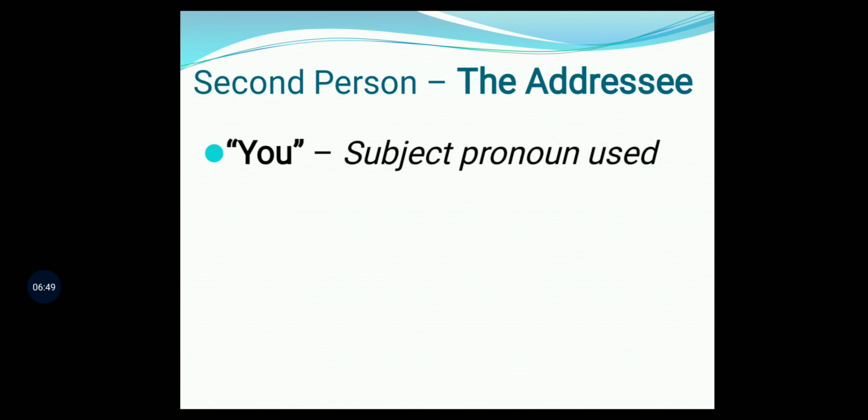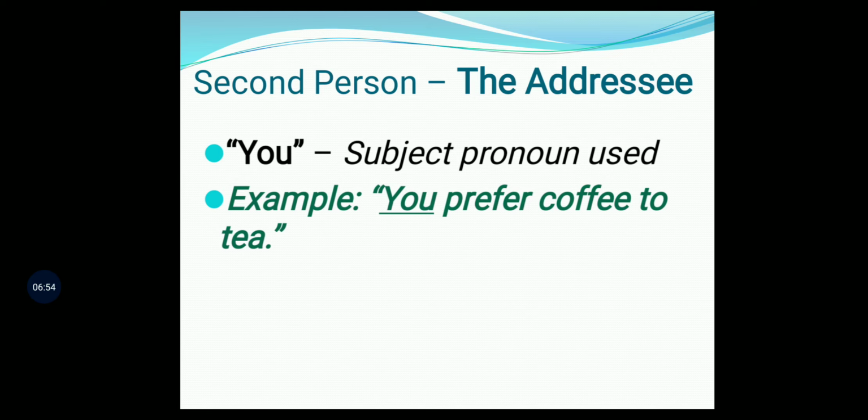Next, if we talk about the second person or the addressee. In this case, you are talking to somebody. The subject pronoun being used here is you. So for example, you prefer coffee to tea. In this case, I am telling you that you prefer coffee to tea. So this becomes the second person way of speaking or the perspective. So you is the addressee in this case.